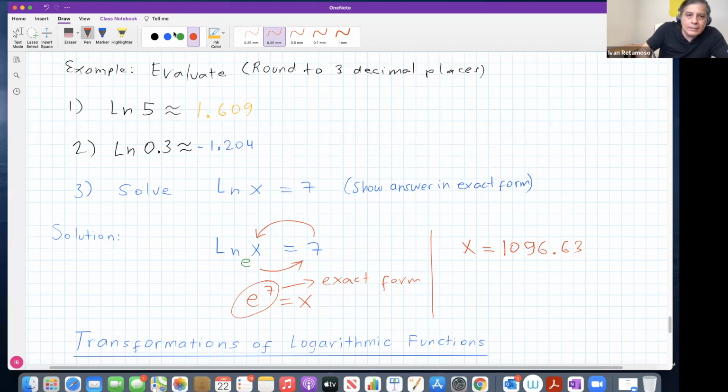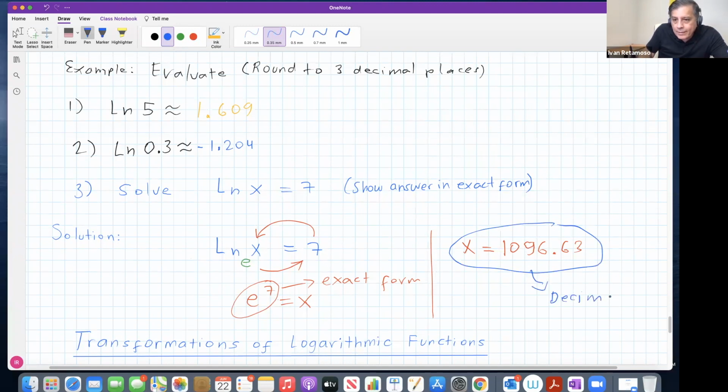So this is what mathematicians call decimal form. But for this, you need instructions to do a rounding, right? So pay attention to the instructions on your homework. If they say exact form, you show this. If they say approximated form rounded to 2 decimal places, let's say, you show this, right?